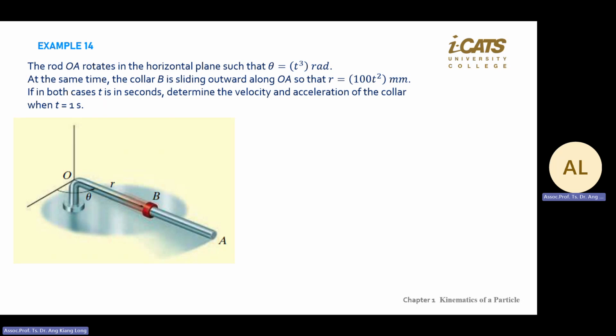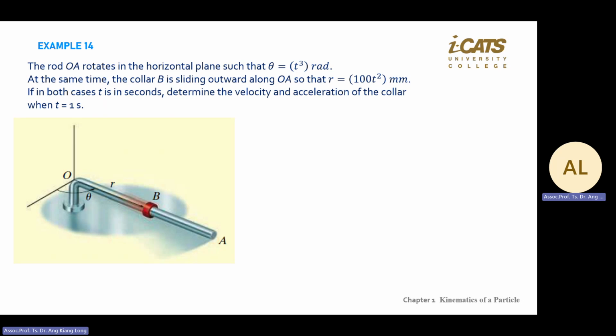But anyway, you observe what actually happens. At the same time, collar B is sliding outwards. So you have 2 objects: one is the rod, one is the ring. This R, the radius of the ring, is given by a quadratic equation, but you don't need to worry about that. In both cases T is in seconds. Determine the velocity and acceleration of the collar.